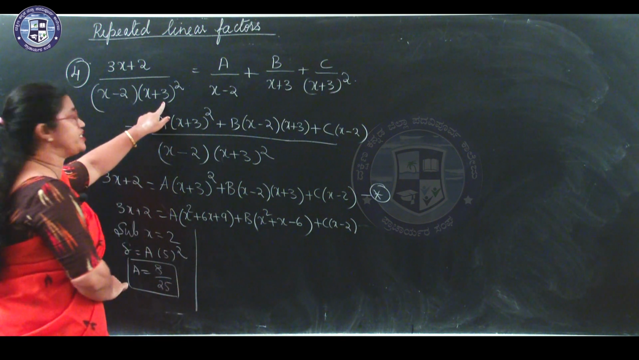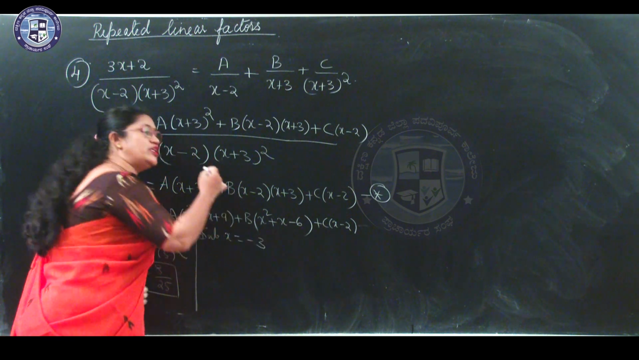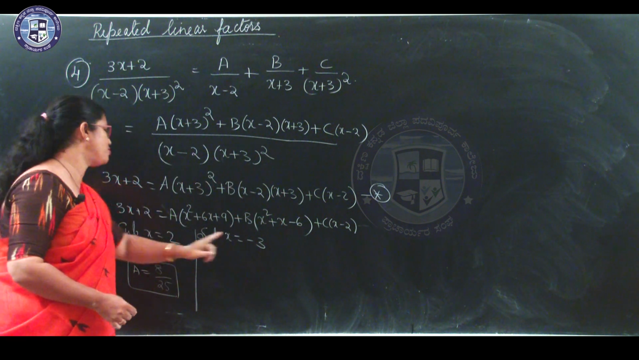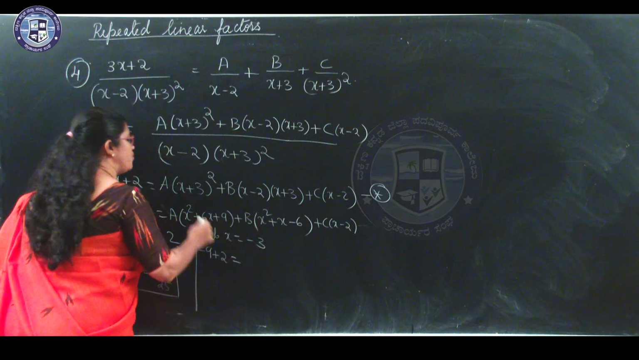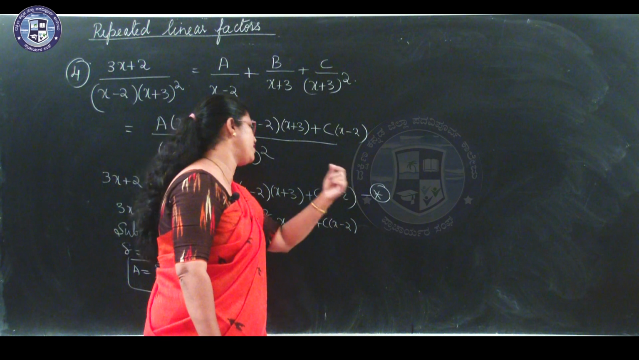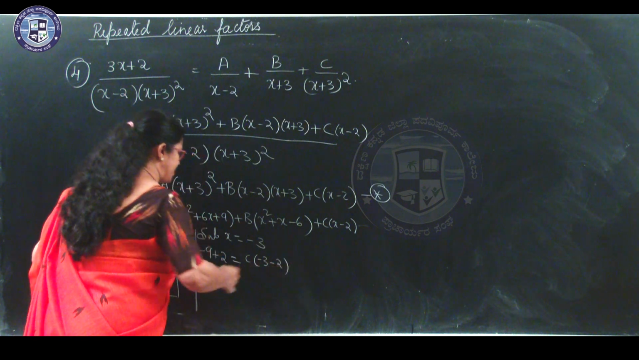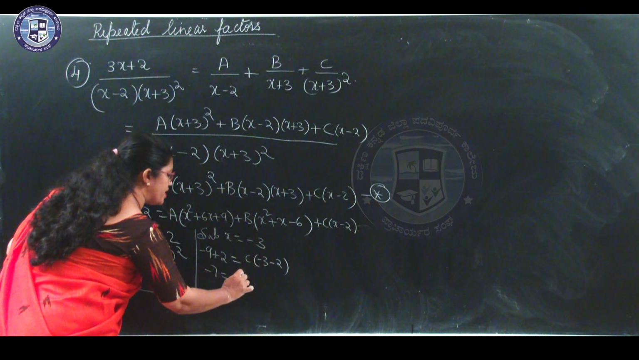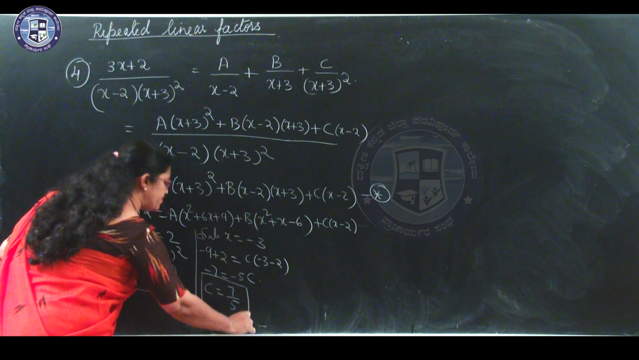Now, my next substitution, look at the other factor plus 3. So, I know my substitution is equal to x is equal to minus 3. Substitute in star, wherever there is x, replace it by minus 3. 3 into minus 3 is minus 9 plus 2. Right hand side a becomes 0 eliminated, b becomes 0 eliminated. So, we are left with c. So, you get it as c into minus 3 minus 2. So, minus 9 plus 2 is minus 7 and here it is minus 5c. From there I get c is equal to 7 by 5.